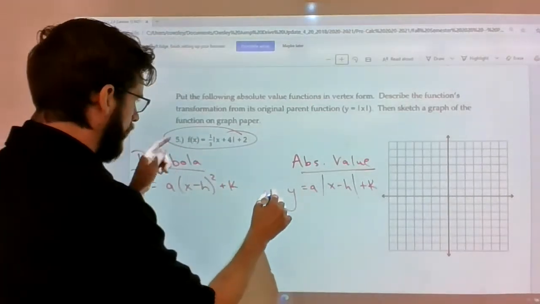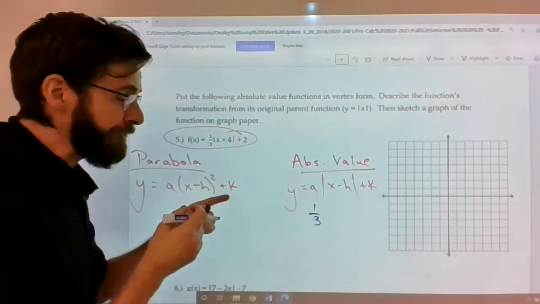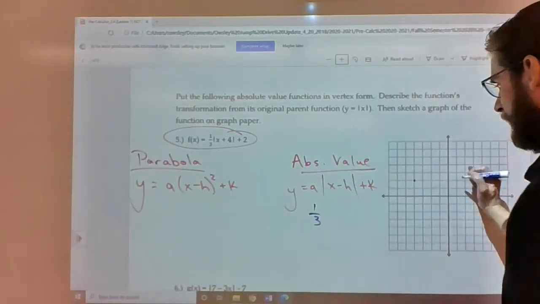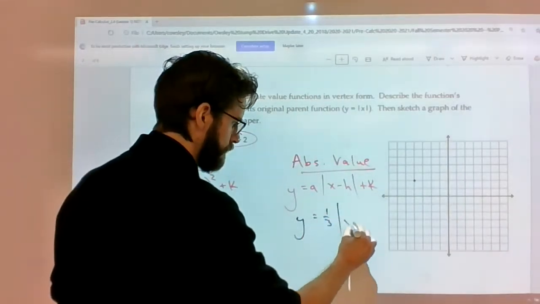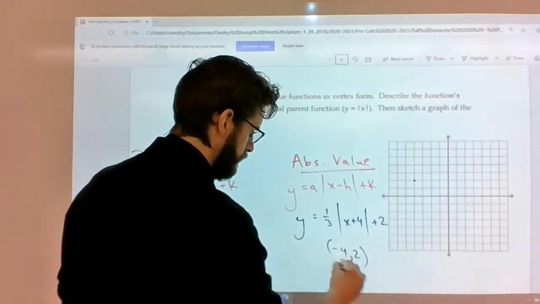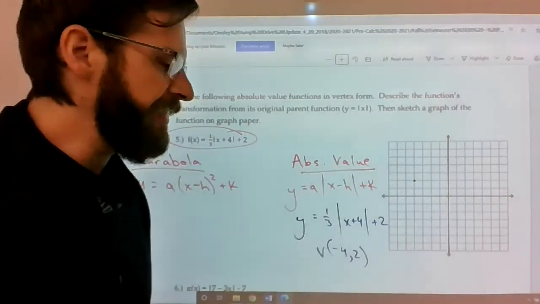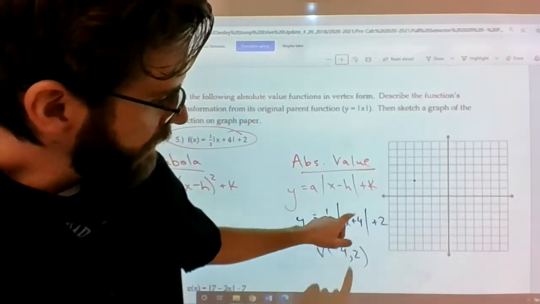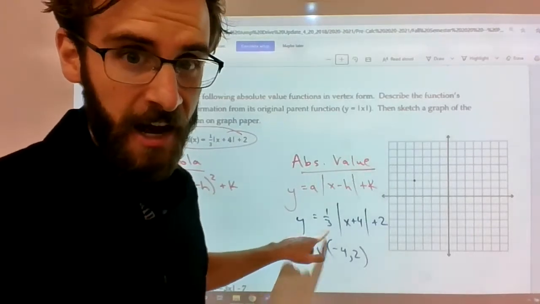So right here, our a is 1/3. Our vertex is -4, 2. So you'd go left 4, up 2. That's going to be the start of it. And then there's an interesting way in which we can go about plotting the rest of these points. The 1/3 out front almost acts like it's the slope of a line.